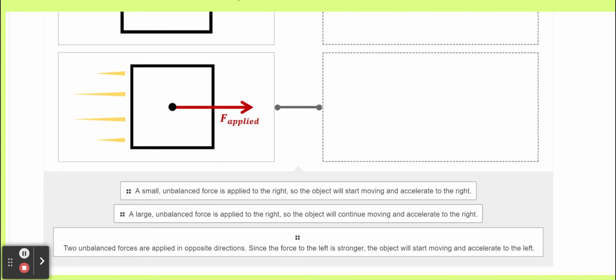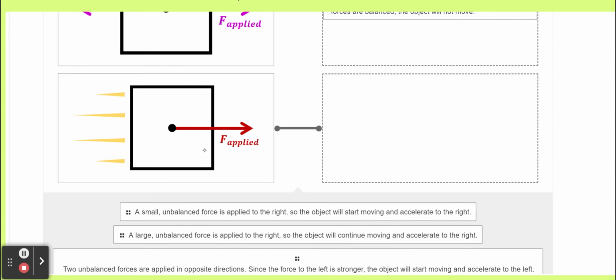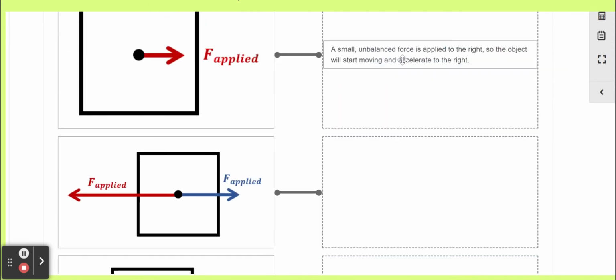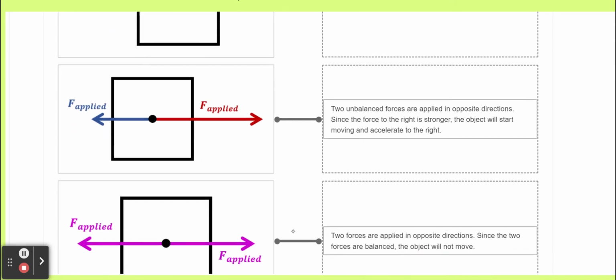Let's see, a small unbalanced force, just one force, is applied to the right. So the object will start moving and accelerate to the right. Well, this box is already in motion. It's already moving. So whether you call this a weak or a strong force that's unbalanced, it's not going to match this description because we want an object that's going to start moving, not one that continues to move. So what this is going to match is this option up here, where we have the object that's not moving yet, but it is going to start moving towards the right, and it's going to accelerate. It's going to speed up as it goes to the right.